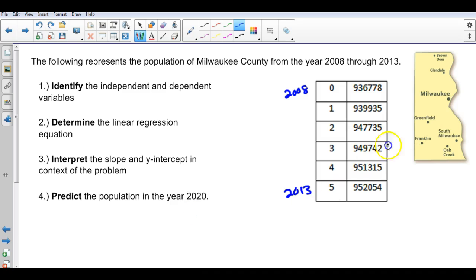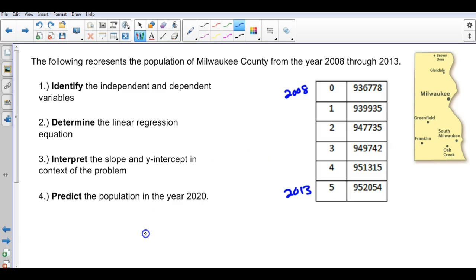year 2020. As you can see off to the right, I have a little map of Milwaukee County. Those are a bunch of the cities that are in there. I think Greendale's included. You would have Bayview and a bunch of other cities that are also in here. A lot of those cities are what make up the population of the county for Milwaukee, but the city of Milwaukee itself has a population of approximately 600,000.